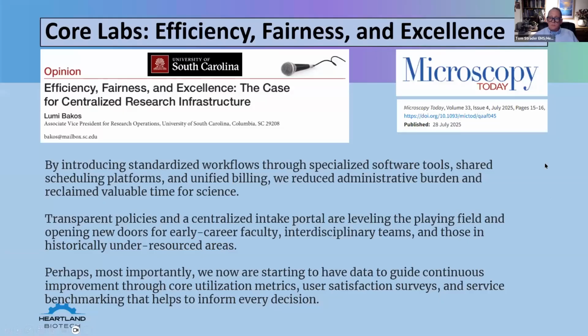Really quickly here, core labs and shared resources. Ruching had mentioned that the folks at University of South Carolina have combined their core labs, and maybe not necessarily combined, but they've made them all accessible on one platform, which does reduce administrative burden, but it also makes it easier for new staff or people who aren't in with people on campus to find the different resources that are available, and makes it more democratic, if you will, for all the people on campus, and they can guide themselves through continuous improvement.